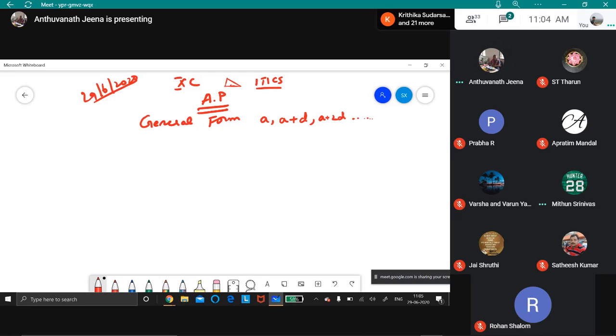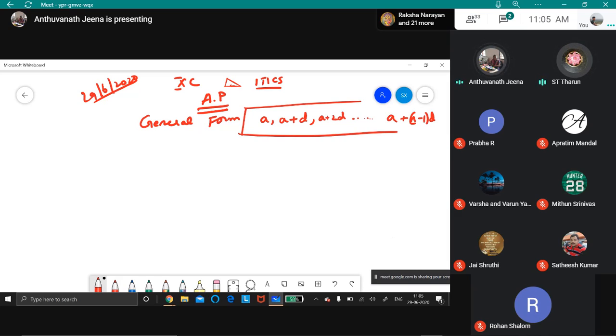You read it. A, comma, A plus D, comma, A plus 2D, comma, A plus 3D. This is only the general form, Tarun. And the nth term, suppose you want to calculate the fifth term, you should do A plus N minus 1 into D. This is called the general form of arithmetic progression. Remember that.